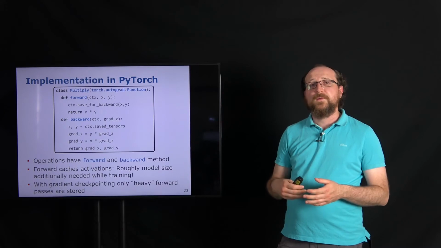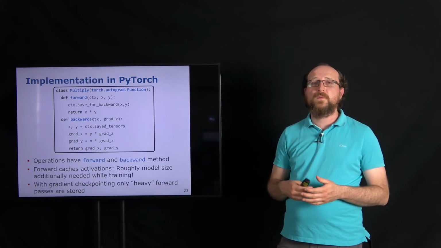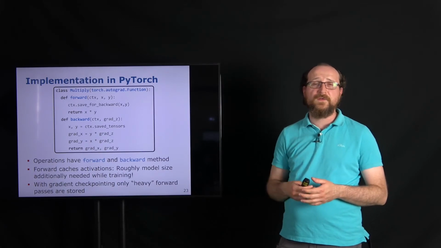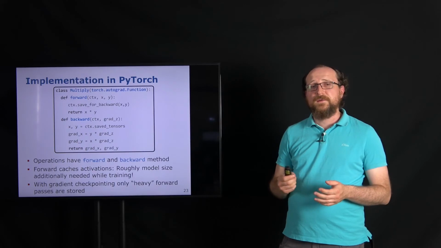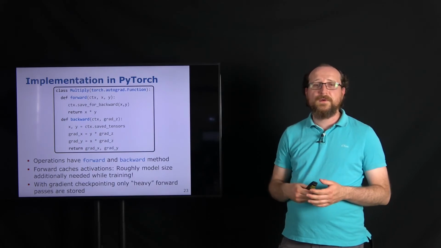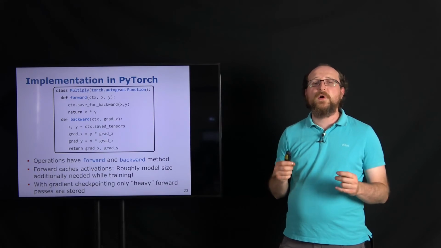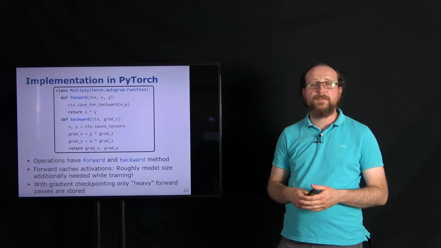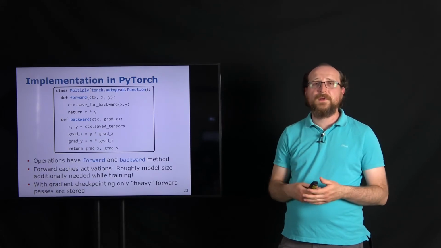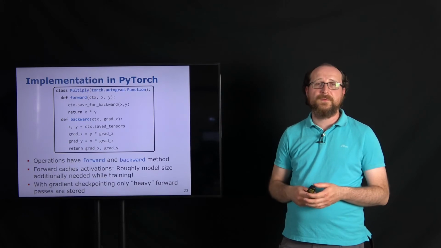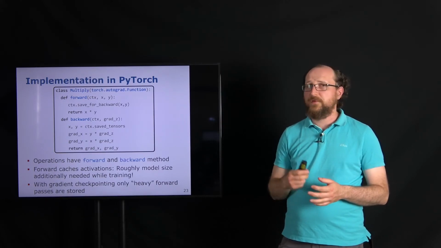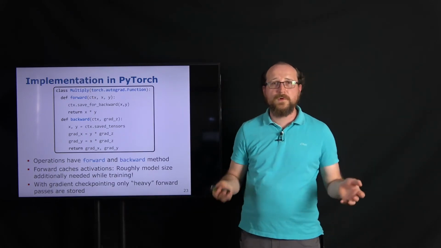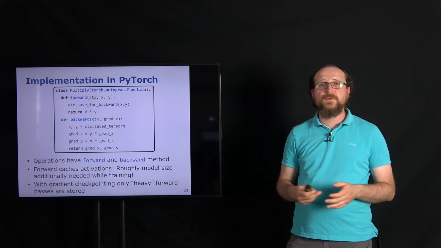And for this, we can exploit that we maybe don't want to compute or store all activations. There's this concept of gradient checkpointing, where we only store the heavy forward passes, where maybe a lot of compute happens. And then for other parts of the network, we just recompute the forward pass when we need to. This just gives an idea of how you can reduce the memory size when you have a too large network.